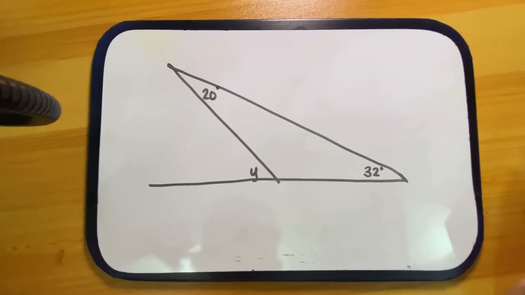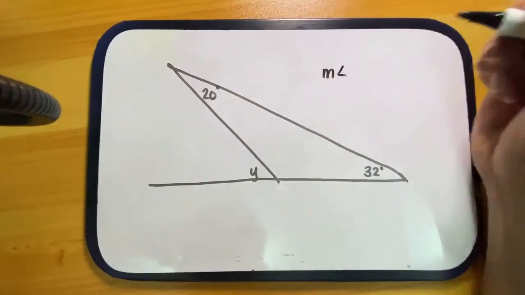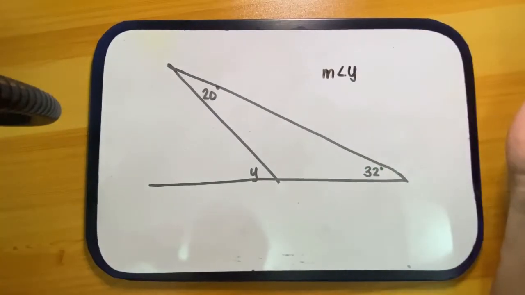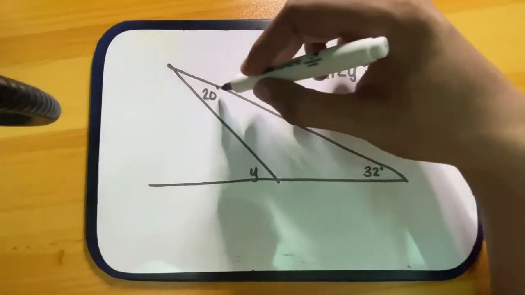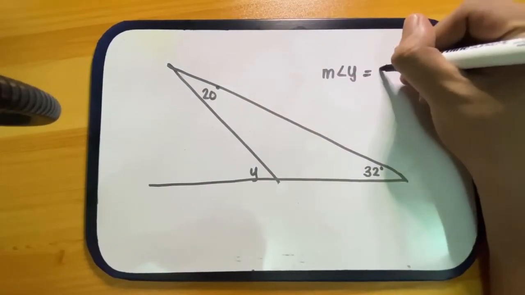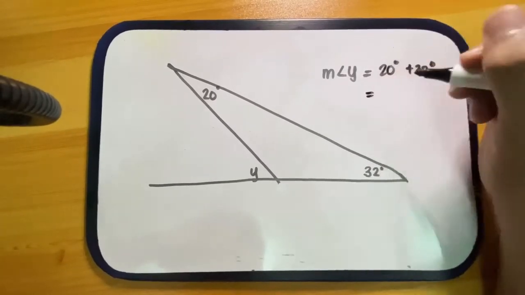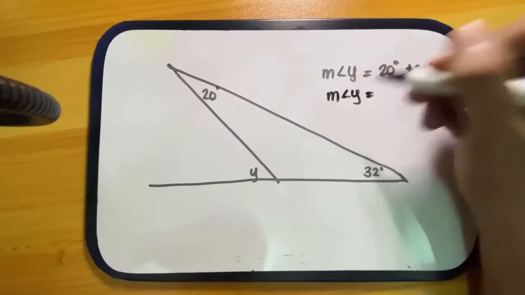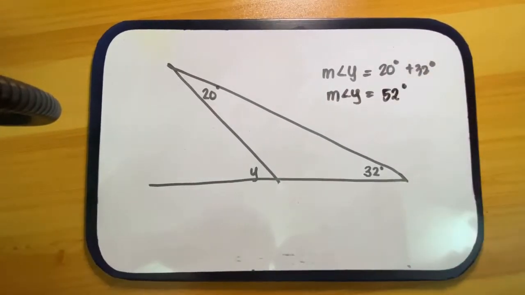Okay, we have this last example. We have to find the measurement of angle y. So angle y here is the exterior angle, okay? So the measurement of angle y: the remote interior angles are 20 degrees and 32 degrees. So add 20 degrees plus 32 degrees. So the measurement of angle y is equal to 52 degrees. So that is the answer.